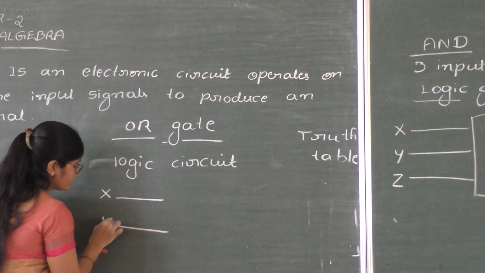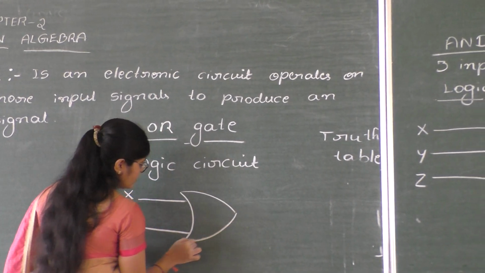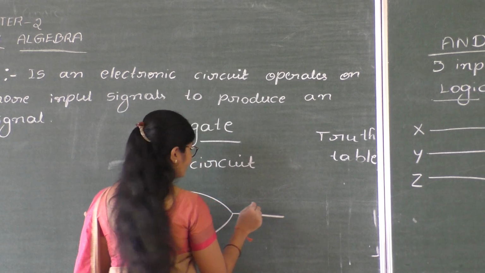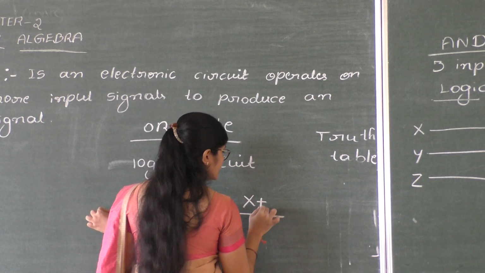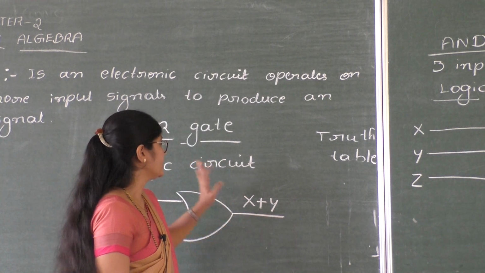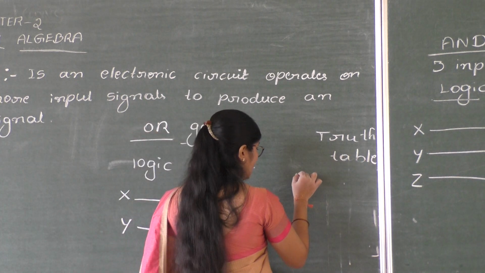If X, Y are the input signals, then the logic circuit is X plus Y. Here the plus operator is used to represent the OR gate, X plus Y. Next, the truth table.